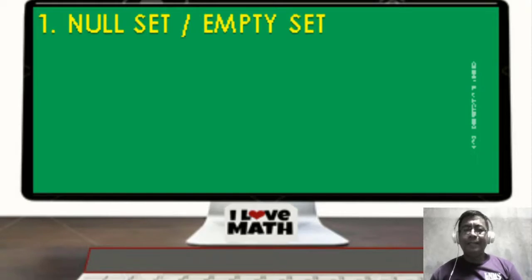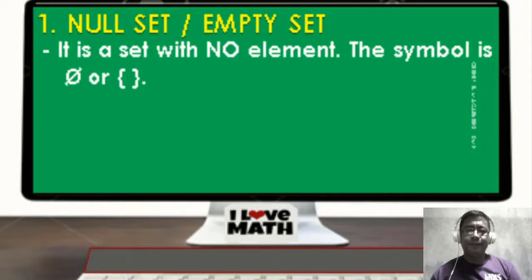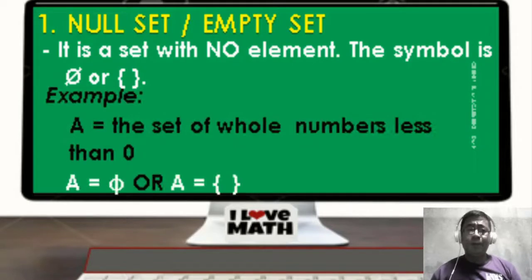Number 1, null set or empty set. It is a set with no element. The symbol is phi or closed and open braces. For example, set A is equal to the set of whole numbers less than 0. In this case, class, set A is an empty set. Why? Because there is no such thing as whole numbers that is less than 0. So A is equal to phi or A is equal to closed and open braces, which means that set A is an empty set.